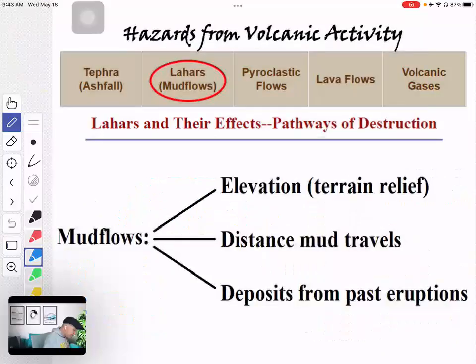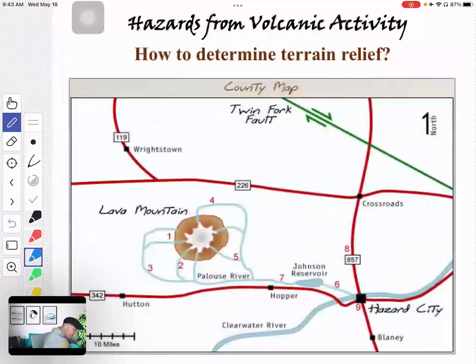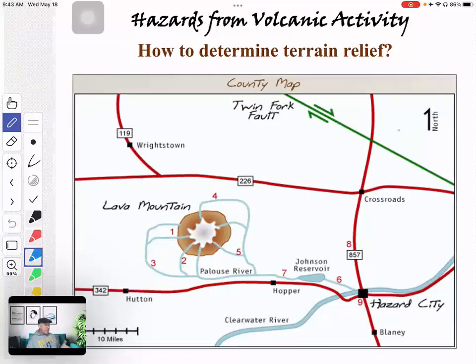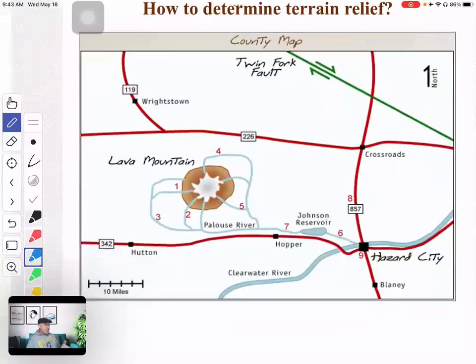So here it is: elevation, the relief of the terrain, the distance that mud travels, and the deposits from past eruptions. Okay, so how do you determine the elevation of the terrain? Which areas are high, which areas are low? It's very simple, in fact. You just look at the water. Where is the water flowing in your map? The water is always going to be flowing from high elevations to low elevations. So you see here the Clearwater River flowing from west to east.